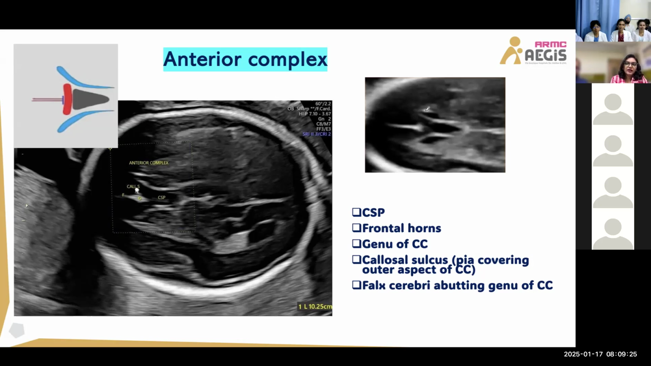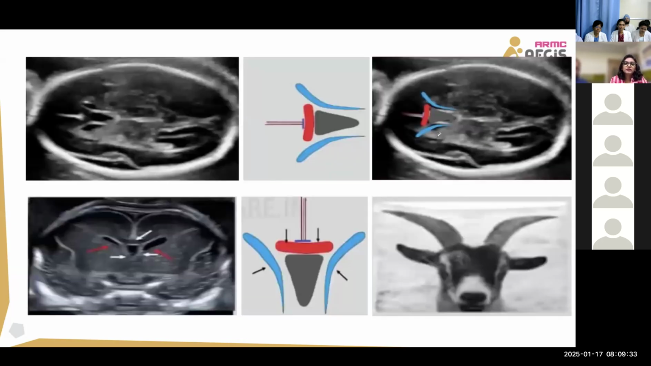So in axial plane, actually, the genu is not clearly visible because the beam of incidence is directly parallel to the corpus callosum. Whereas this is a coronal plane, which clearly gives the anterior complex picture with the genu seen very clearly, because the beam here is directly perpendicular to the genu.